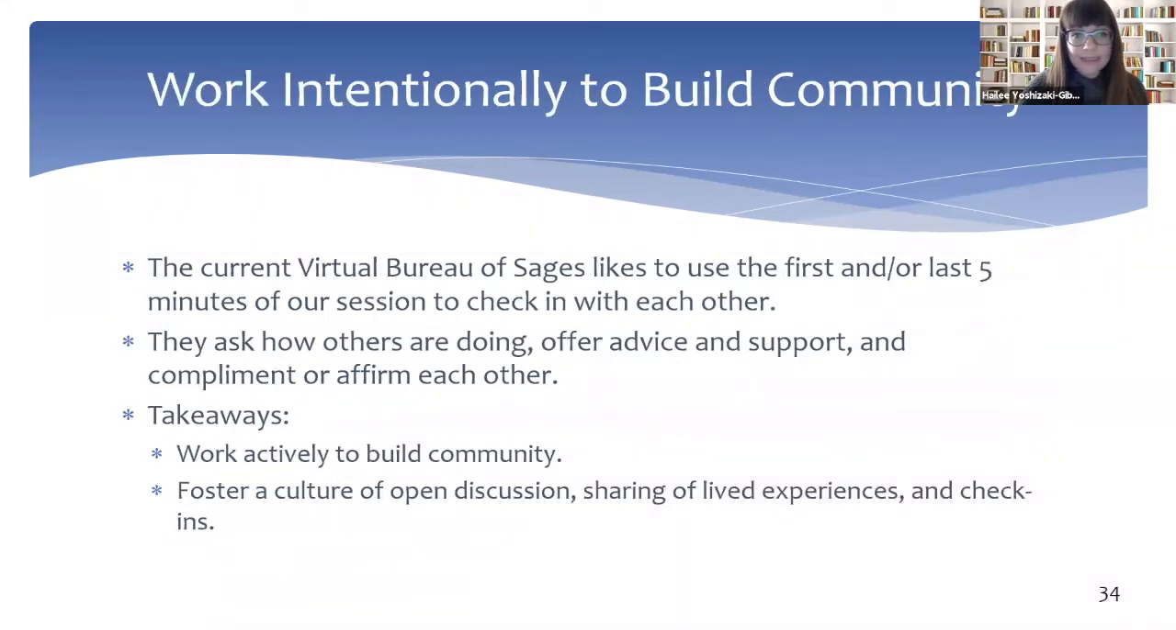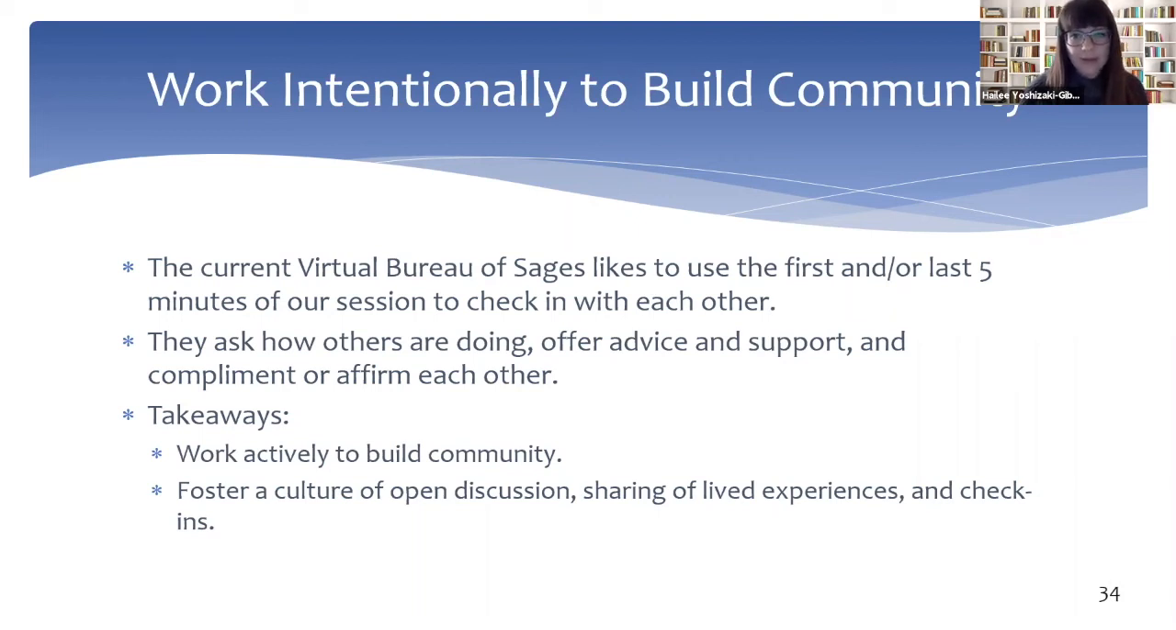Another really important thing is working intentionally to build community. The virtual Bureau of Sages members were not used to building friendships or being in community with people online. That's obviously not something they grew up doing, so it's really important to foster that community. The bio sketches that Amy mentioned earlier were one excellent way of doing this. They really loved those, and getting to know a little more about what people did in their past careers and what their current interests were. So that was one really good strategy.